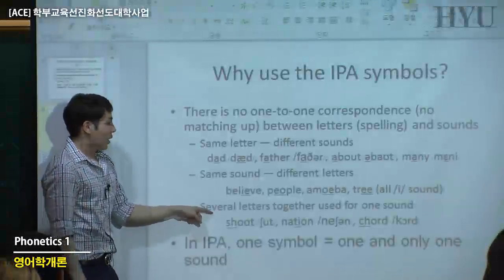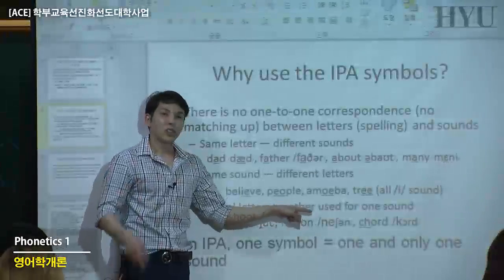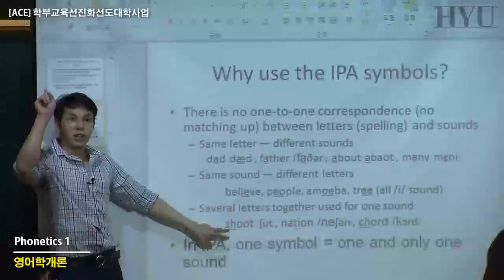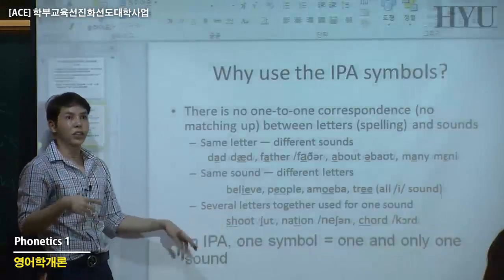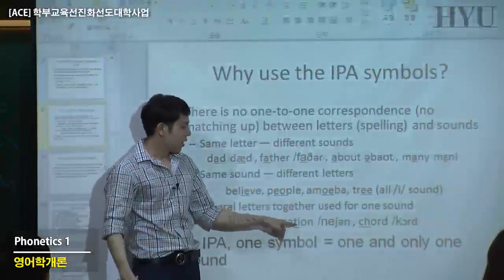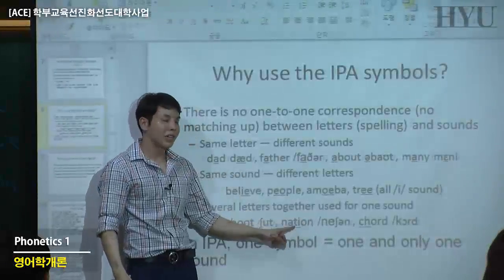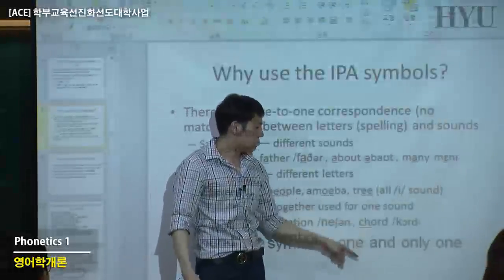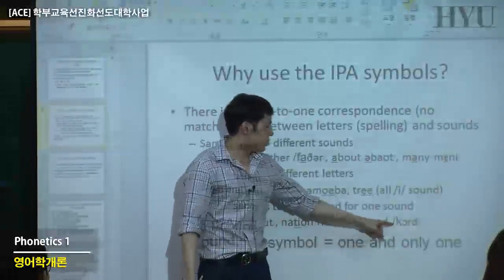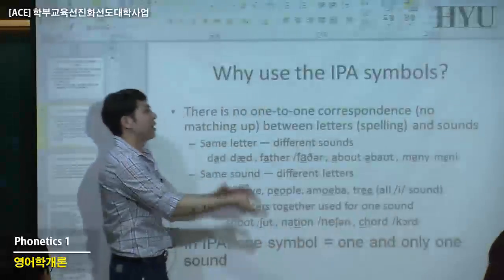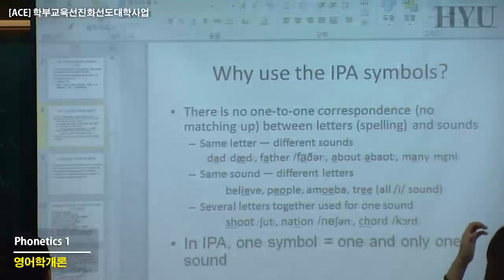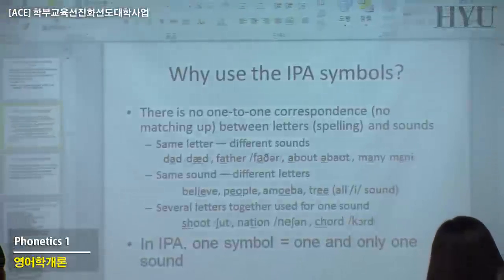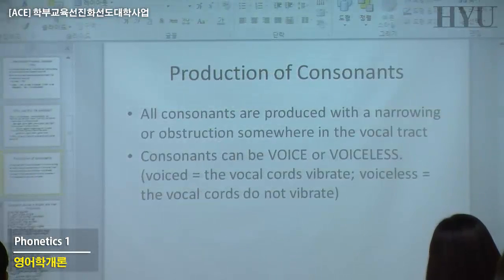Or sometimes we use several letters together just to represent one sound. Like SH here, there are 2 letters, but there's only one sound. It's not /s/, right? It's shoot, one sound. Or nation is not nat-eon, right? It's not 2 sounds, T and I. It's only one sound, right? And then chord, it's not k-h-ord. It's only one sound, chord, /k/. So this is the reason why we prefer the IPA symbols, right? Because in IPA, one symbol is one and only one sound, right?